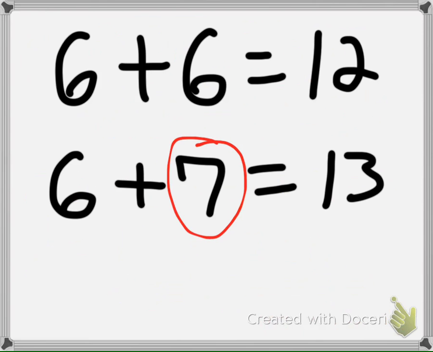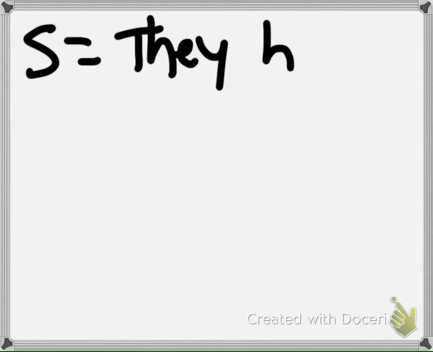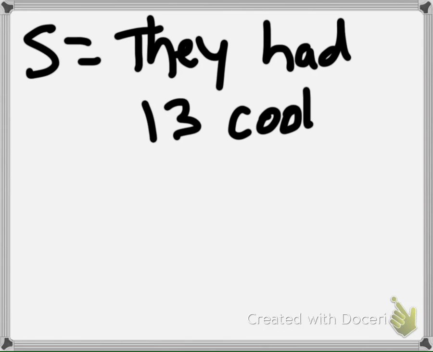And then last, all you'd have to do for your S is very simply write a sentence, and you would say, they had 13 cookies. And that is how you can get a 4.